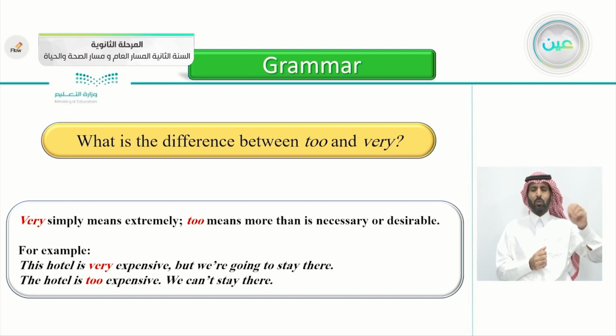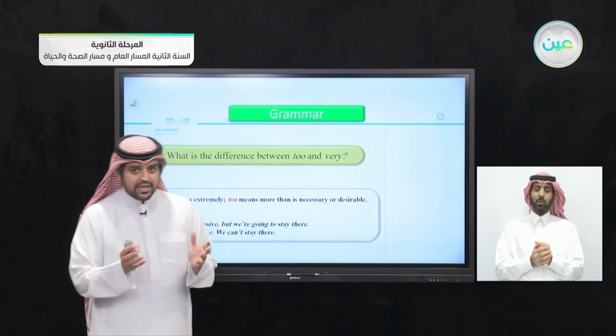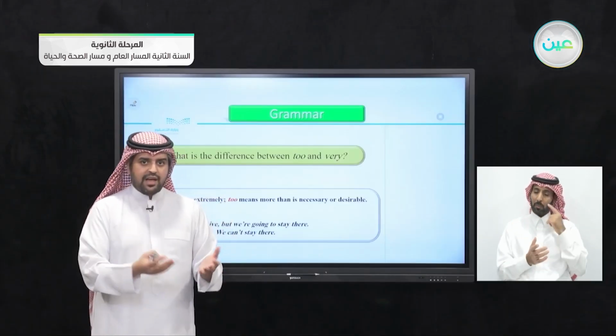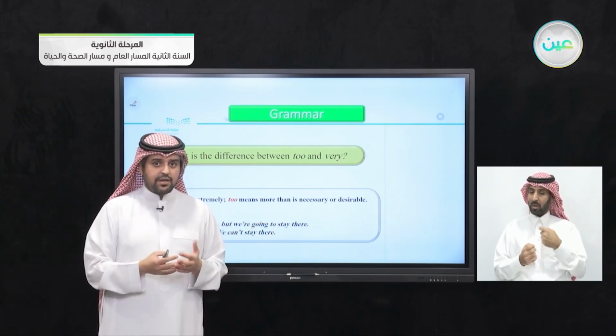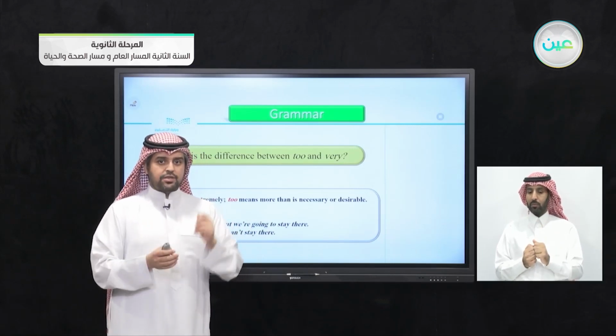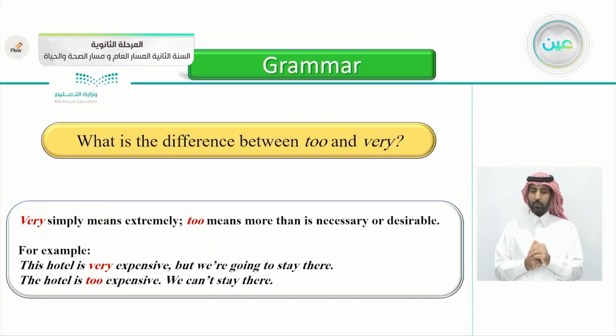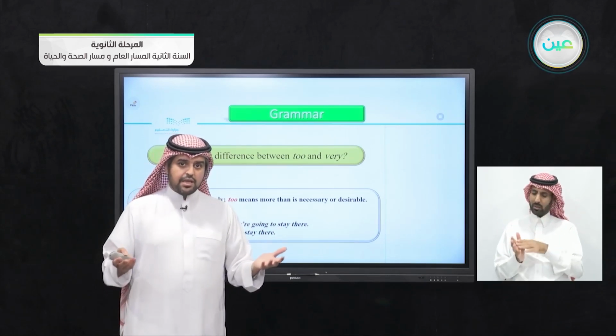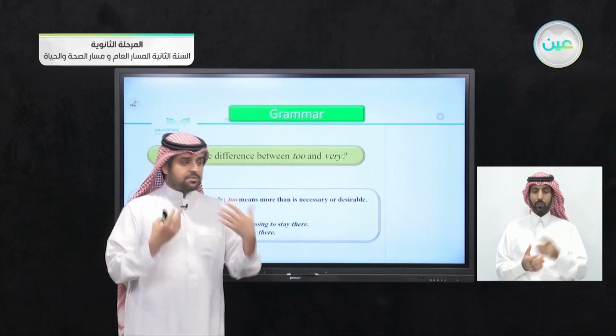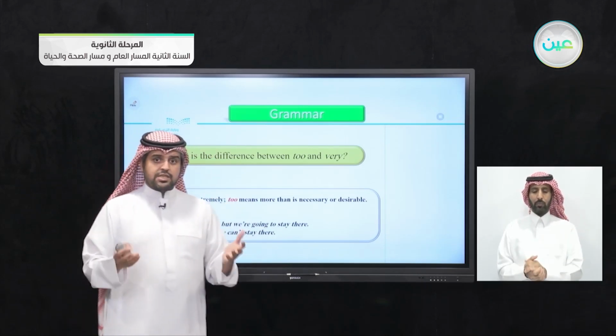For example, the hotel is very expensive, but we're going to stay there. So when you say something is very expensive, it's very expensive, but I can buy it. I can book the hotel. I know it's very expensive. It's extremely expensive, but I can manage. I have the money to go there. But when you say the hotel is too expensive, we can't stay there. When you say the car or the hotel is too expensive, it means I can't pay the money that they want. It's too expensive for me.